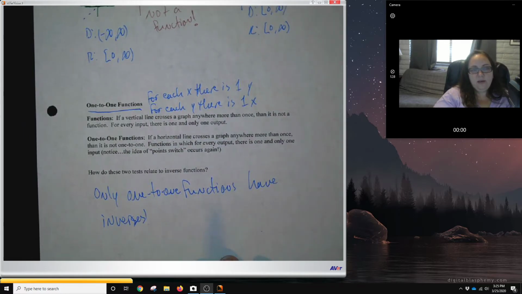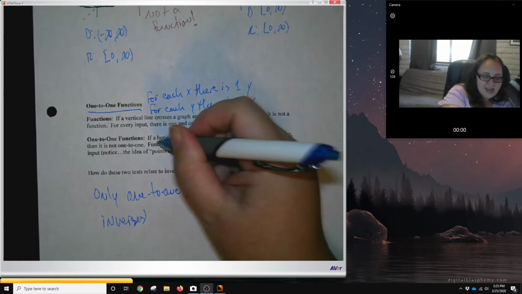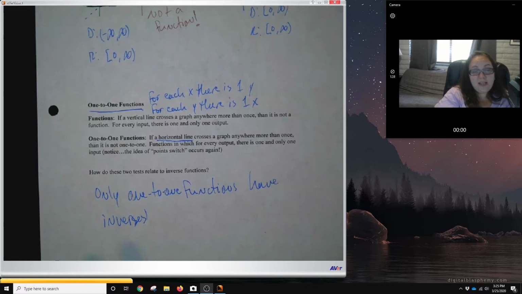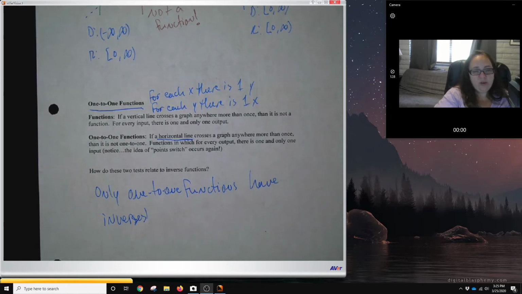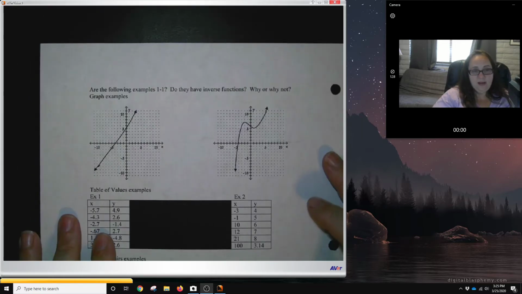And to test whether or not something is one-to-one, we use the horizontal line test. It functions the exact same way that the vertical line test does, in that if it crosses more than once, then it's not a function. Only here, if it crosses more than once, it's not one-to-one. So let's see what I mean by that.